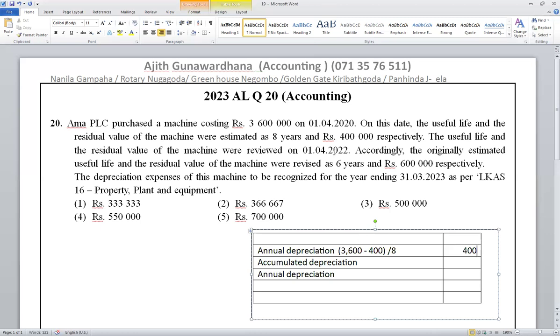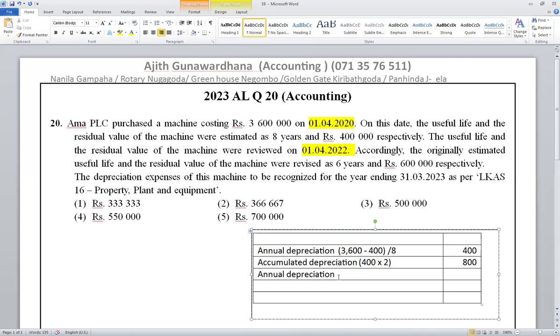Note that up to the beginning of the year, the asset has already been used for 2 years, from 1st April 20 to 1st April 22. The estimate changes on 1st April 22, so these are very important dates. Therefore, accumulated depreciation should be calculated up to the beginning of the year. Annual depreciation is 400 times 2 years, so accumulated depreciation up to the beginning of the year equals 800.